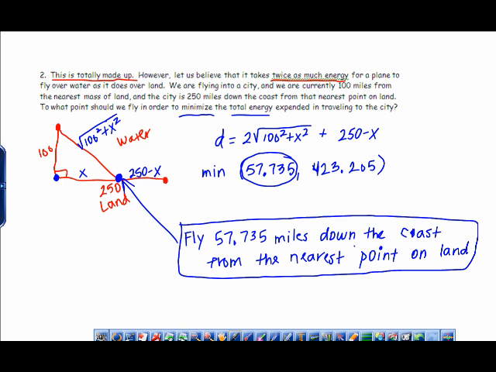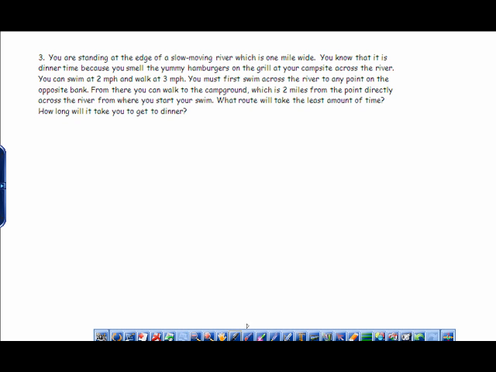Okay, last problem. Very similar to the one we just did. Again, if you think you can do it, go ahead and try it on your own. Your picture will look very similar to the picture we drew in problem number 2.